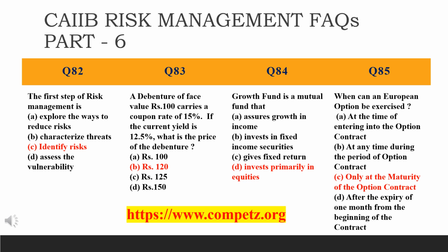Then the next question is, a debenture of face value rupees 100 which carries a coupon rate of 15%, if the current yield is 12.5%, so what is the price of the debenture? Okay, see, debenture is there. The face value is 100 which carries an interest rate, that is the coupon rate, of 15%. So if the interest rate is 12.5 instead of 15, what will be the price? So the answer is 120. But see how we got 120.